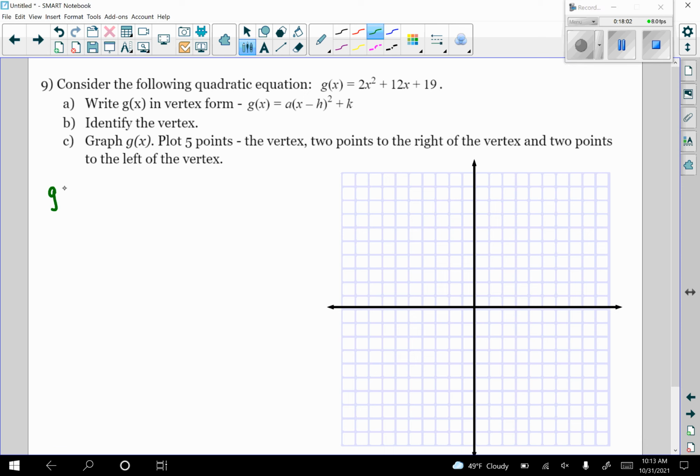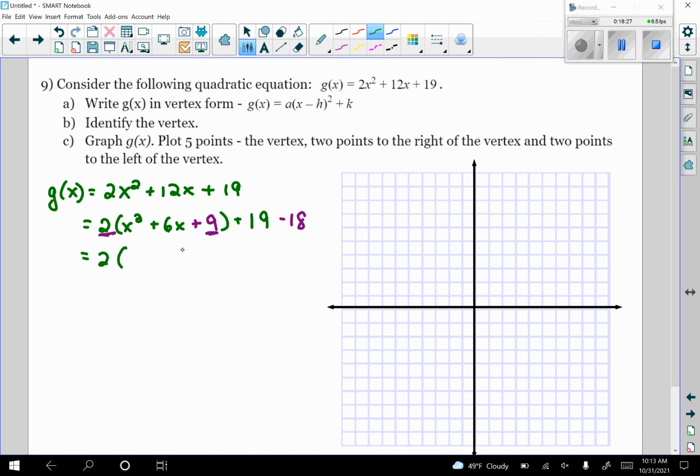So we want g of x to equal, and I'm going to start by factoring out a 2 from the first two terms. I'm going to leave a little bit of space. And then I want to add half of 6 is 3, 3 squared is 9. So I'm actually adding an 18, so I want to subtract an 18. So now we're going to have 2 times the quantity, and if I factor into this perfect square trinomial, it's going to factor into the quantity x plus 3 squared. Then we're going to get a plus 1.